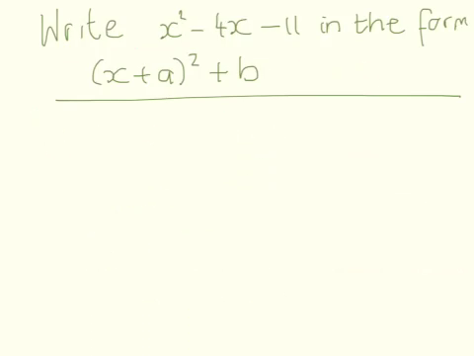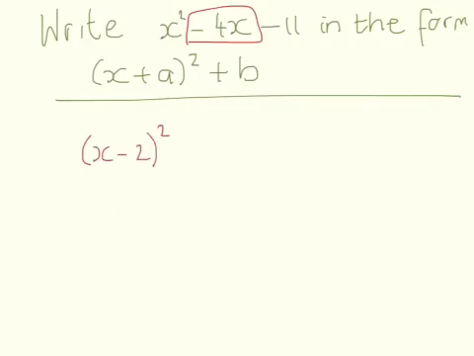Let's have a look at another example. This time we want to write x squared minus 4x minus 11 in the completed square form. And this is how the question would look on a test or on an exam. So the first thing we do is we half the coefficient of x, which at the minute is minus 4. So we half that because we know we're going to get double of that when we multiply out the bracket. So inside my bracket I'm going to get x minus 2 squared.